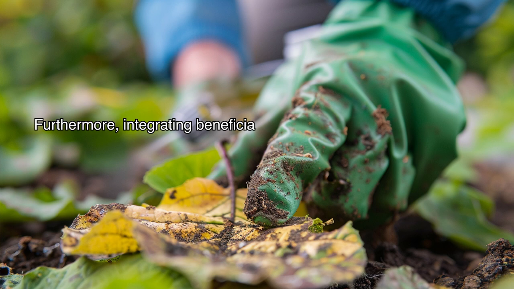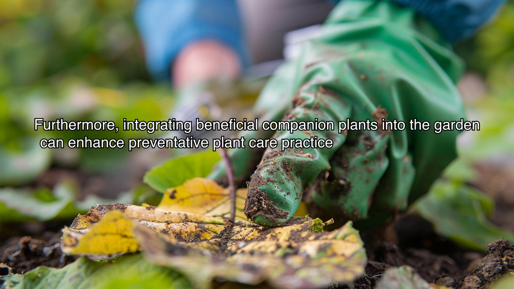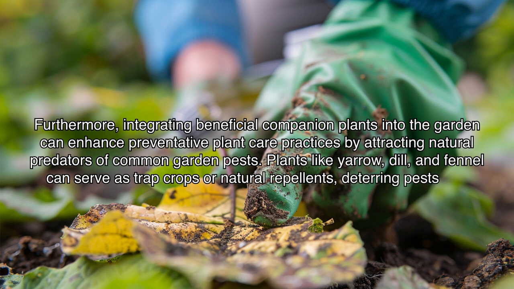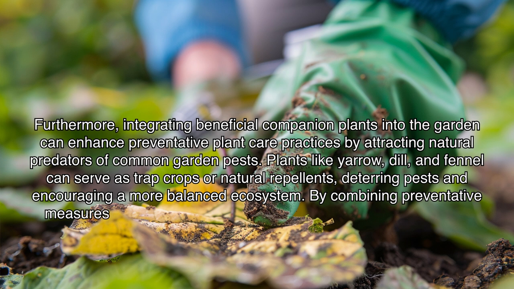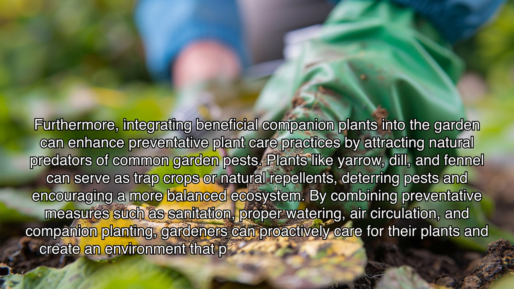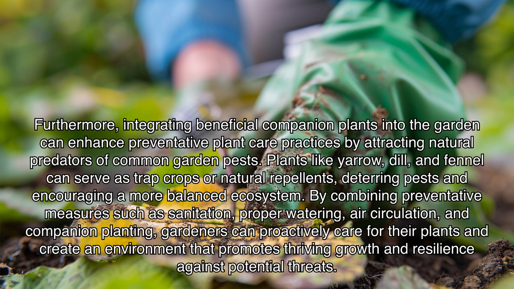Furthermore, integrating beneficial companion plants into the garden can enhance preventative plant care practices by attracting natural predators of common garden pests. Plants like yarrow, dill, and fennel can serve as trap crops or natural repellents, deterring pests and encouraging a more balanced ecosystem. By combining preventative measures such as sanitation, proper watering, air circulation, and companion planting, gardeners can proactively care for their plants and create an environment that promotes thriving growth and resilience against potential threats.